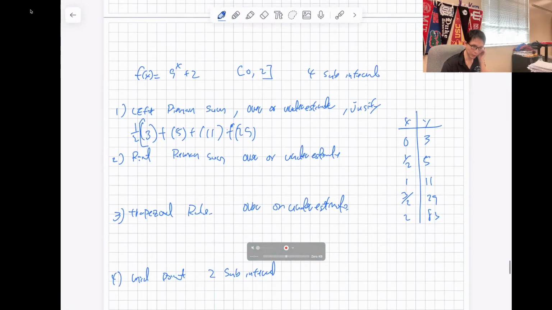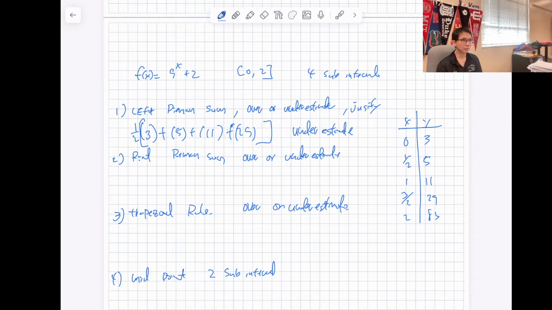Yeah. And then you're gonna get the answer. Now, are they over or under? Underestimate, 24. But why is it under? Because if you look at this badly drawn graph, I don't really care about drawing.